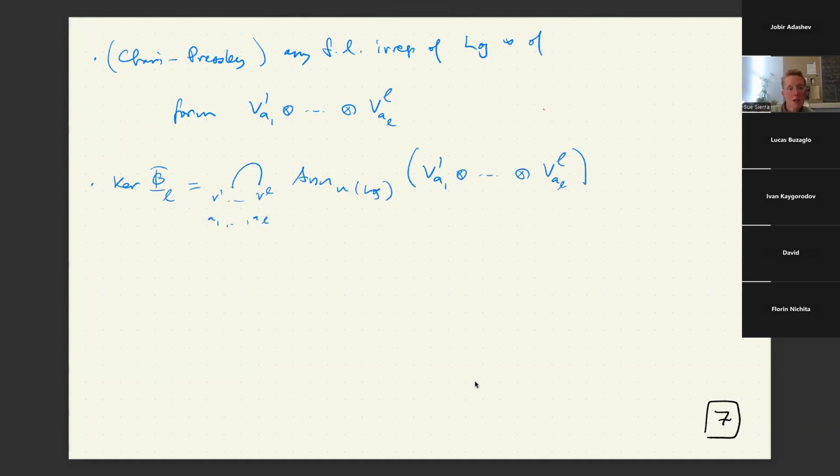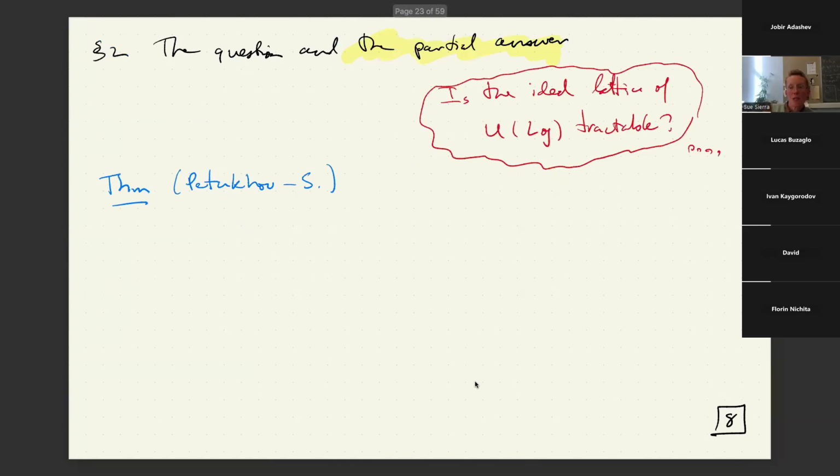And the kernel of phi L is the intersection of the annihilators of all these L-fold tensor products of evaluation representations, which ties these kernels to the representation theory of the loop algebra. And of course, these kernels are also two-sided ideals in the enveloping algebra. So we now have enough information to give an assertion, which, if you remember, is: is the ideal lattice of the enveloping algebra of the loop algebra tractable?